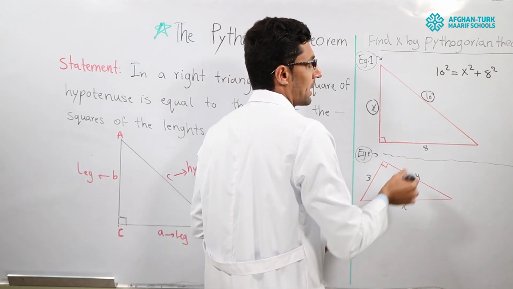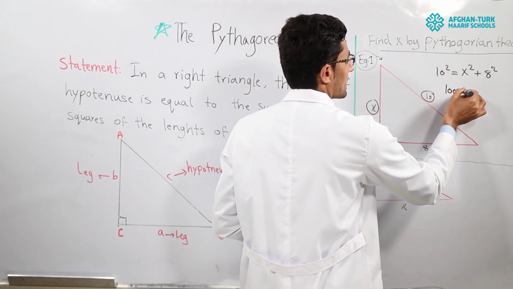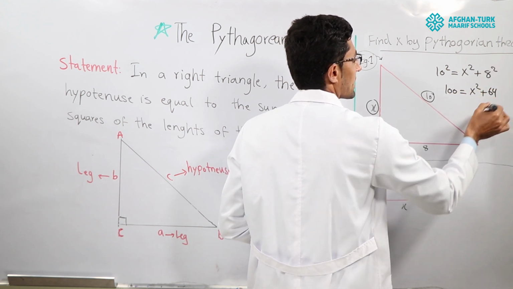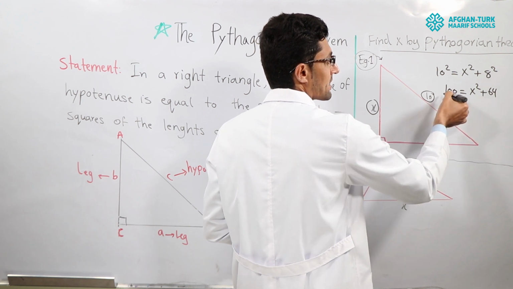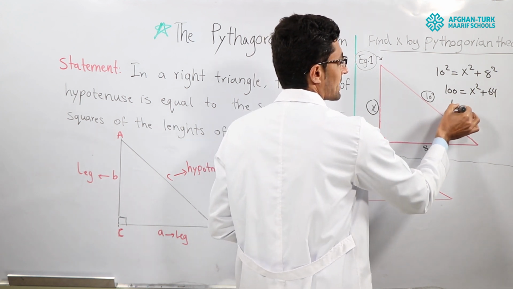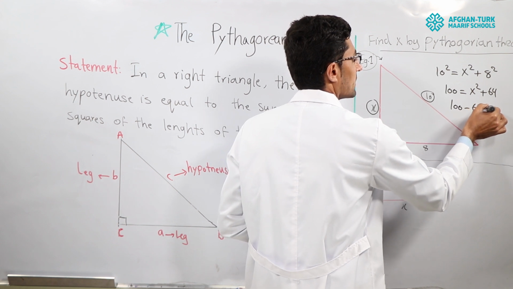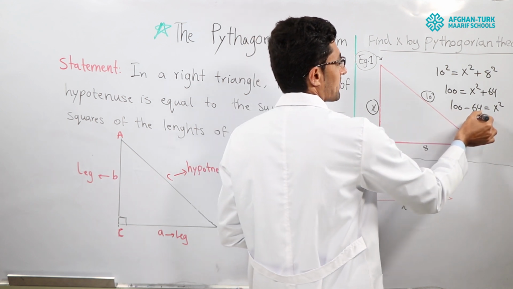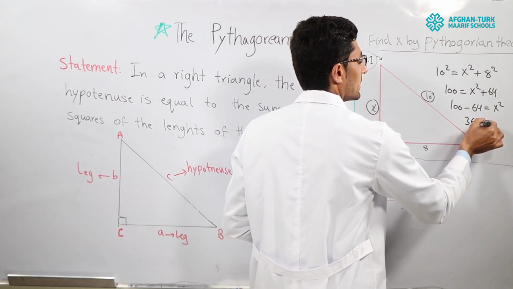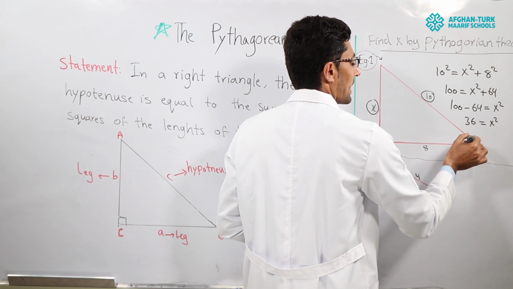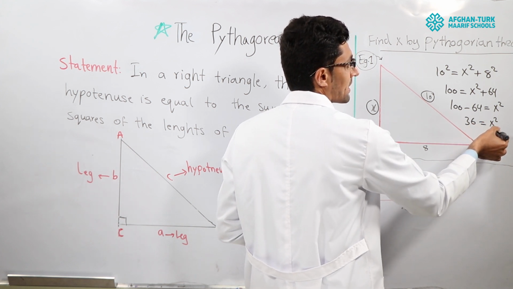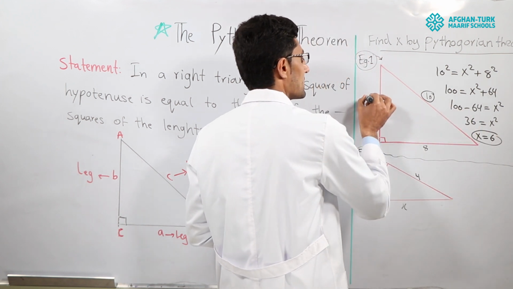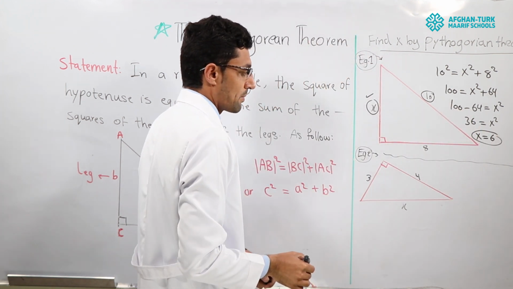So let me simplify it. 10 to the power of 2 is 100. It is equal to x to the power of 2 plus 8 to the power of 2, which is 64. We can bring 64 to the left side. It means 100 minus 64 is equal to x square. 100 minus 64 is 36. And which number multiplied by itself becomes 36? You know that. This is the answer.